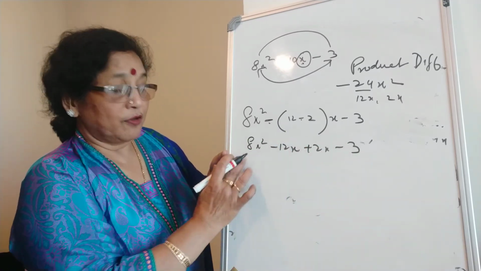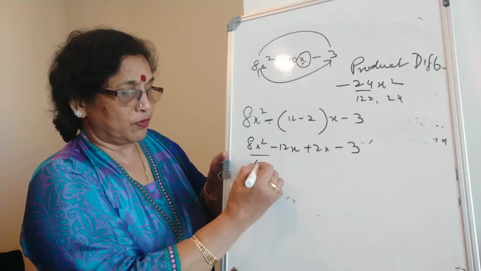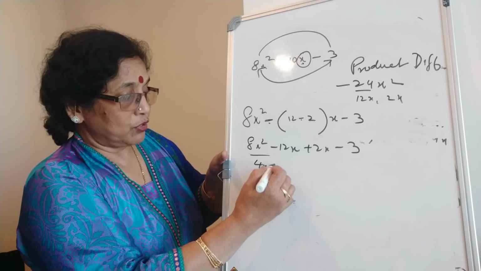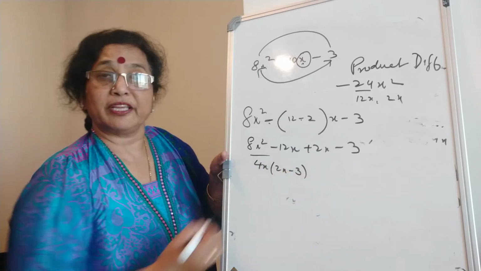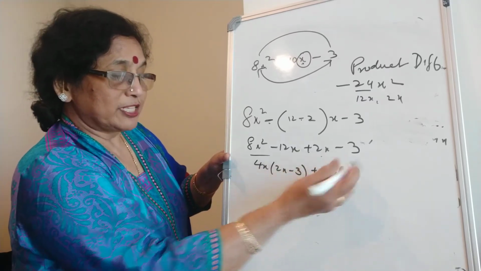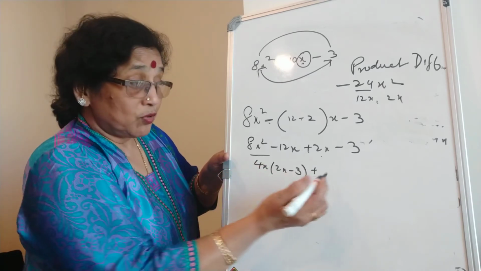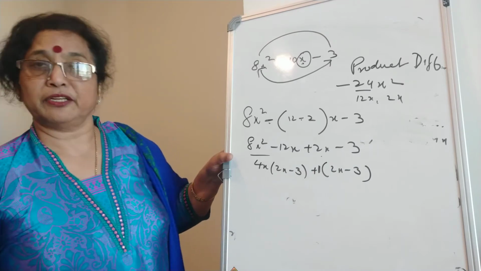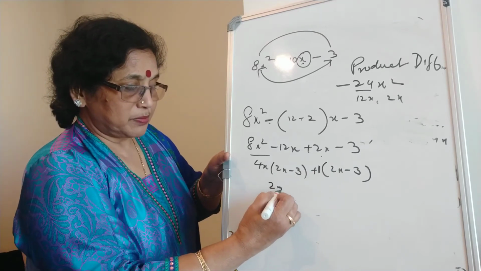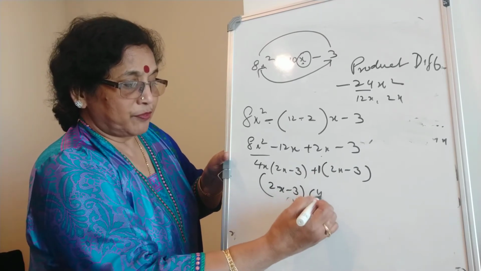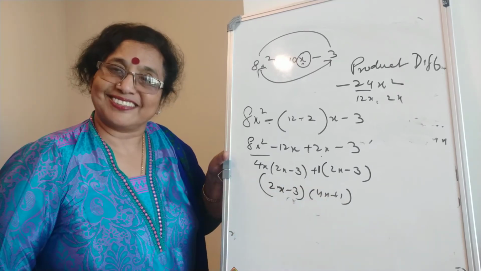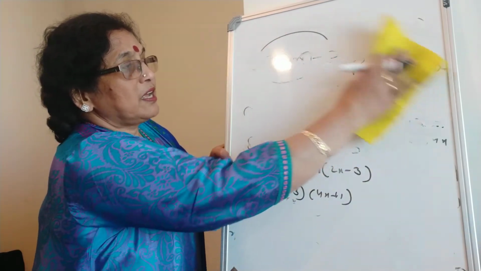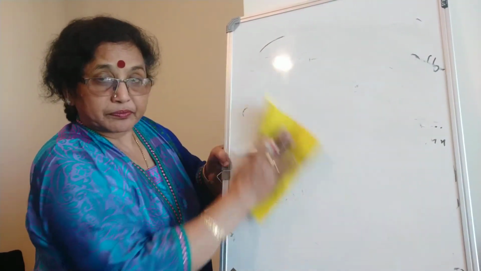So you take 4x common in these two. 4x, don't put brackets. 4x common. So you get 2x minus 3. Here I take 2x minus 3, which is already here. So many people write it like this, but you have to write 1. 1 into. So that becomes 2x minus 3 is common and 4x plus 1 is the factor. Got it?